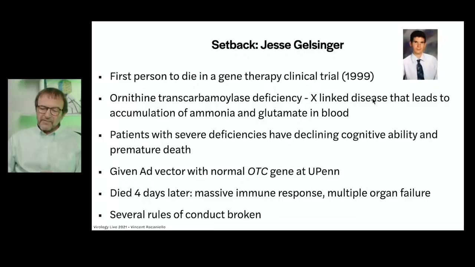And what they did was give these patients, and he was not the only patient in this trial. There were a number of other patients in this particular trial. It was done at the University of Pennsylvania. They gave them adenovectors with the normal OTC gene. They were inoculated by the right hepatic artery. And they had decided that the dose, well, they had done trials in macaques, and they said, okay, we're going to give 17 times less virus than we gave to the macaques.